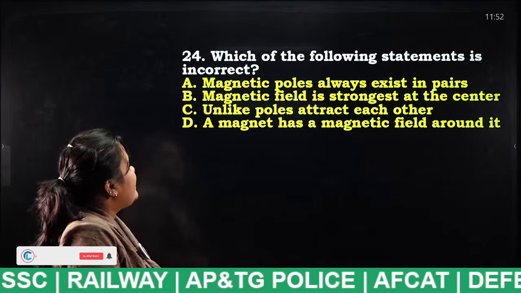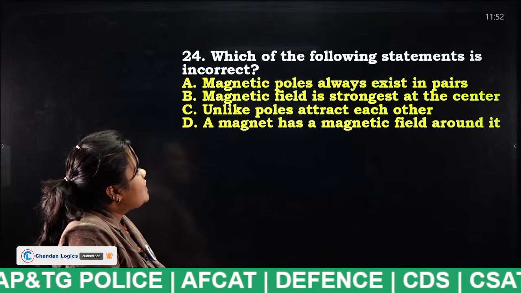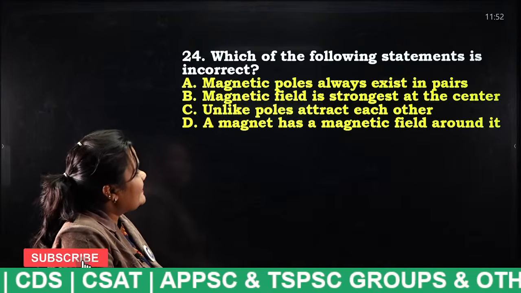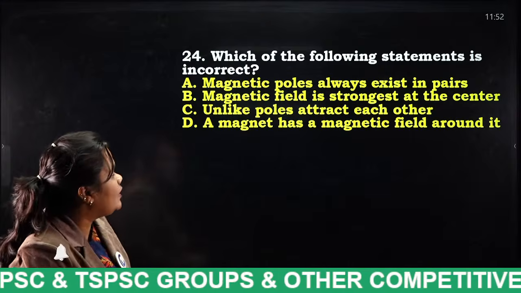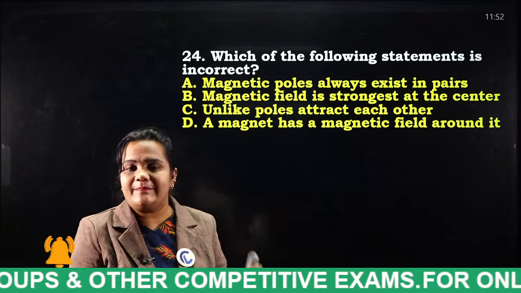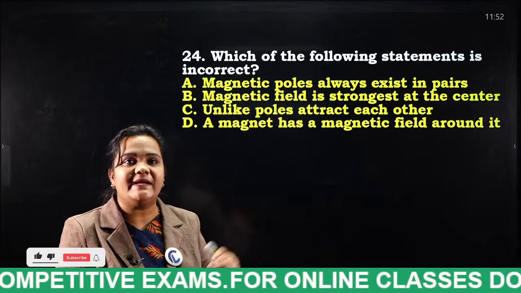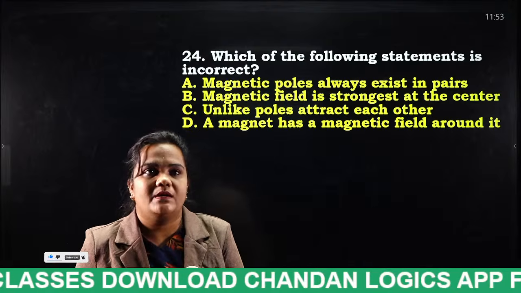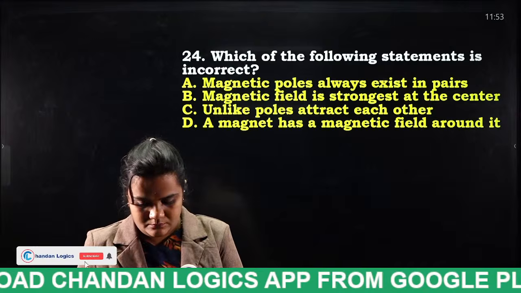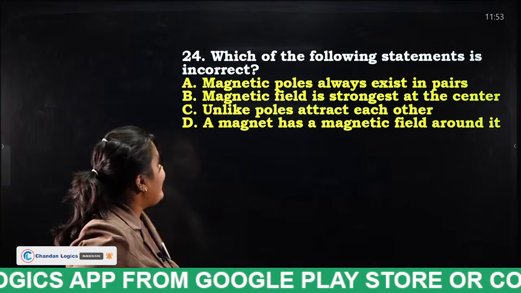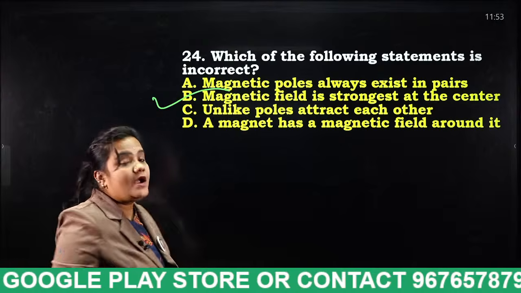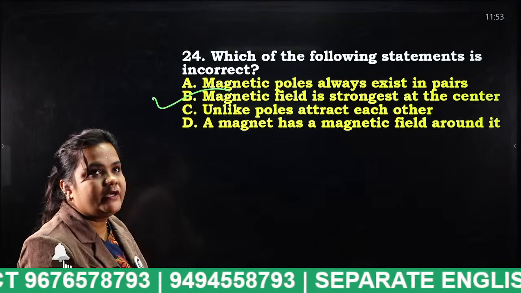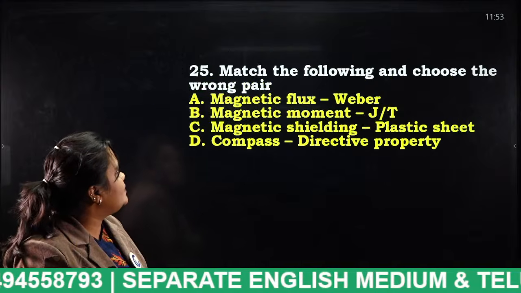Which of the following statements is incorrect? Magnetic poles always exist in pair. Magnetic field is strongest at the center. Unlike poles attract each other. A magnet has a magnetic field around it. So among these four statements, one statement is not correct. Identify and tell me the correct thing in that incorrect statement. Yes. Why? Because magnetic field is stronger at the pole and weaker at the center. Okay, very good students.